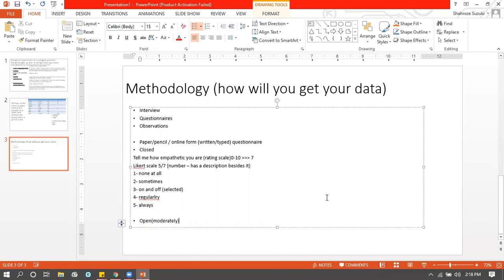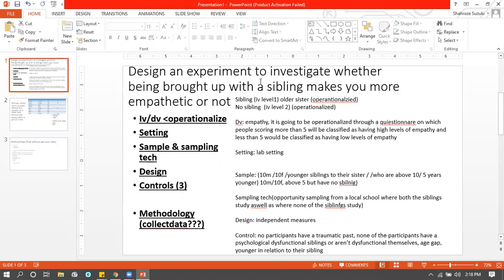Now I'm going to ask you this. You wrote 7 here, you selected 3 here, and you wrote moderately here. These are your responses. Based on what I have written here, having more than 5 empathy, less than 5 empathy. My criteria is that more than 5 means high empathy, less than 5 means low on empathy. That's my criteria.